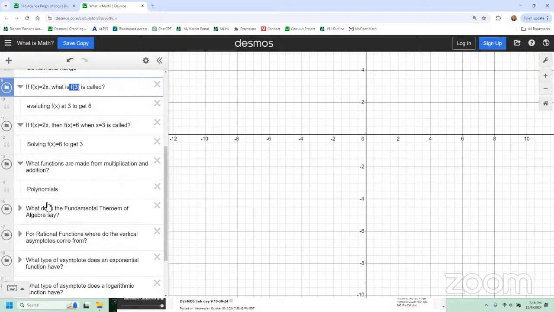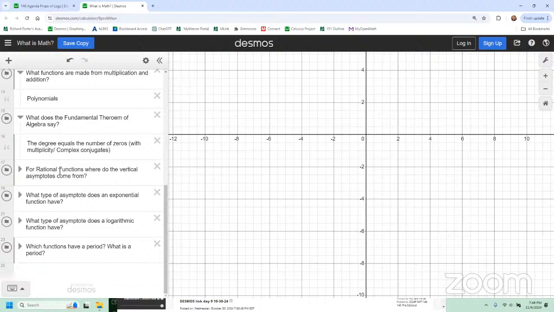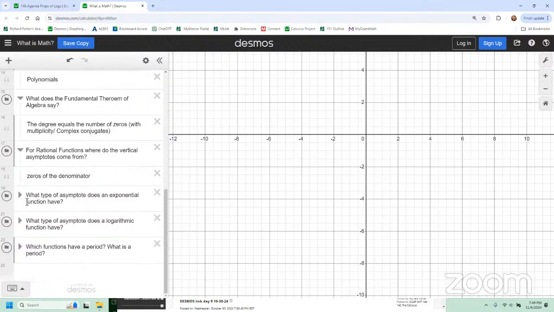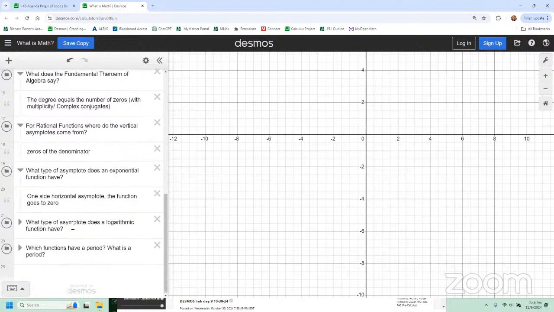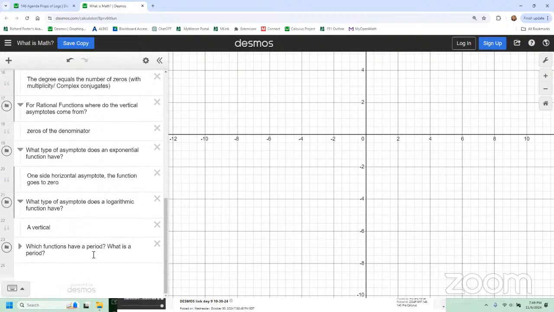We've done polynomials. We've done the fundamental theorem of algebra, which had to do with the number of zeros. We did rational functions with the vertical asymptotes and horizontal asymptotes. We know that exponential functions have a horizontal asymptote, and we know that logarithmic functions have vertical asymptotes.